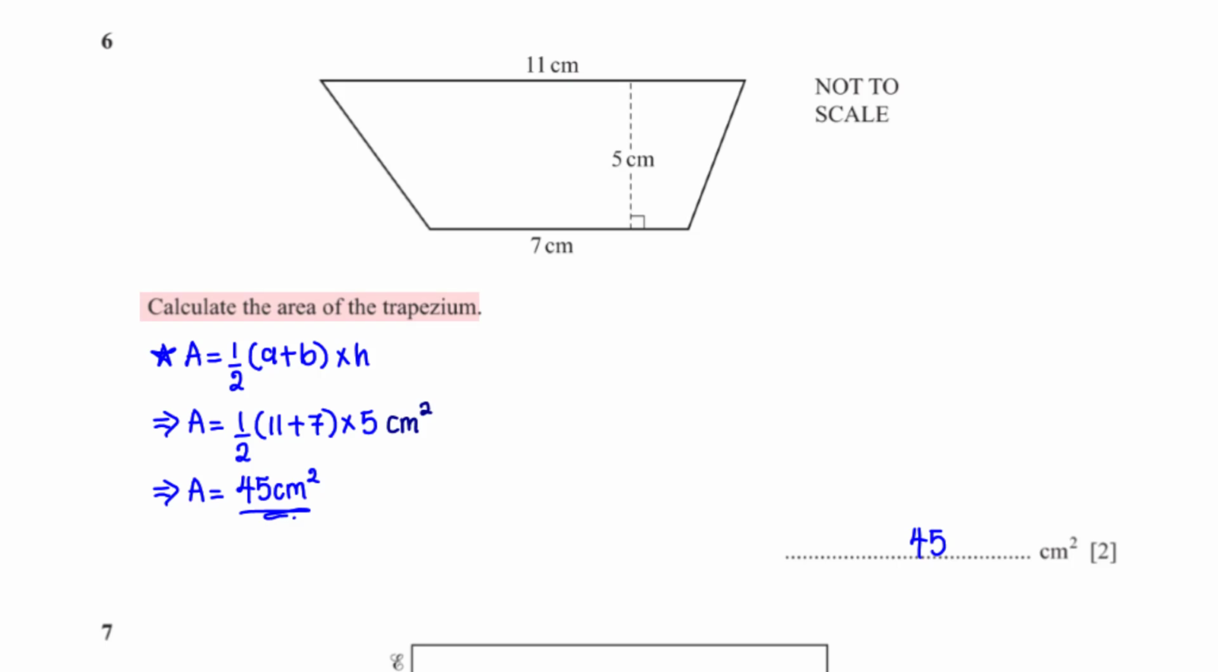Calculate the area of the trapezium. The area of a trapezium is half of a plus b times h. a is the top length of the trapezium, and that is 11 centimeters. b is the bottom length, which is 7 centimeters, and h is the perpendicular height, which is 5 centimeters. When we type this into the calculator, we get 45 centimeters squared.